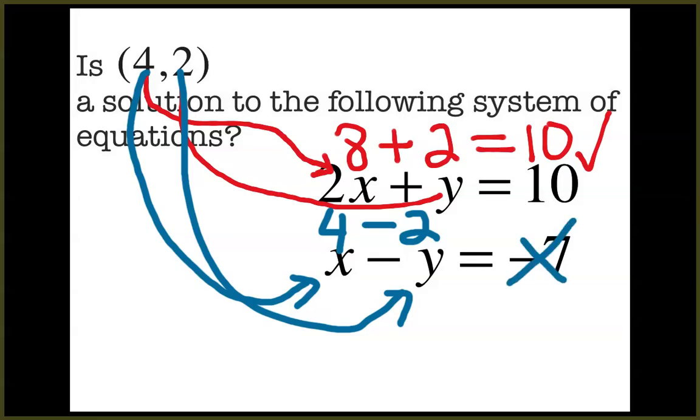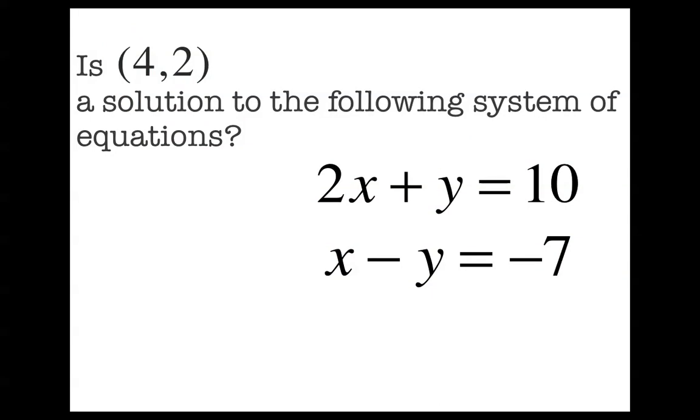If I put 4 here and 2 here, 4 minus 2 does not equal negative 7. Boo. So is 4 comma 2 a solution to this system of equations? No, because it doesn't work for both equations. It only works for one of them. So we got to try something else.